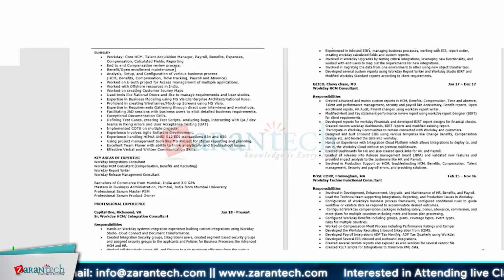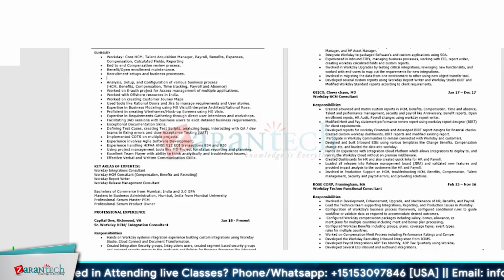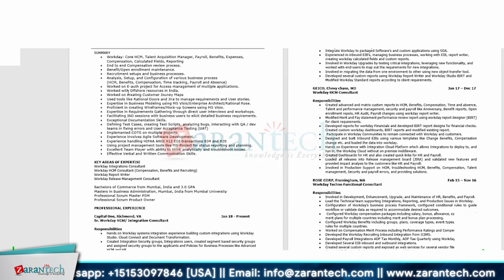The third bullet should be recruitment setups and business processes. So definitely add those. Things like Rational DOORS or Jira, I think you could minimize those. Your summary should be just about 5 to 6 bullets.